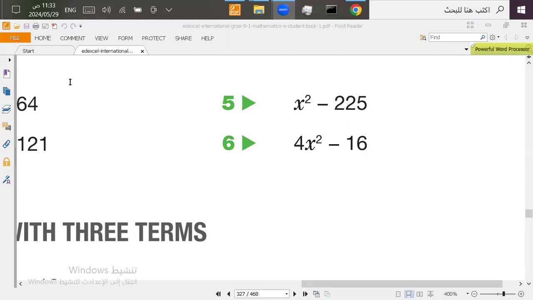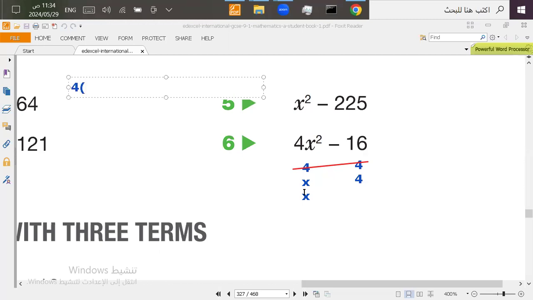For example, here, the first thing I'm going to do is the one we did before, which is saying that this one is 4 times x squared, or x times x. So 4 times x, and 16 is 4 times 4. Now I'm going to take the ones in common between them, which are the 4s, so I'm going to write it outside the bracket like this. It's going to be 4 bracket.